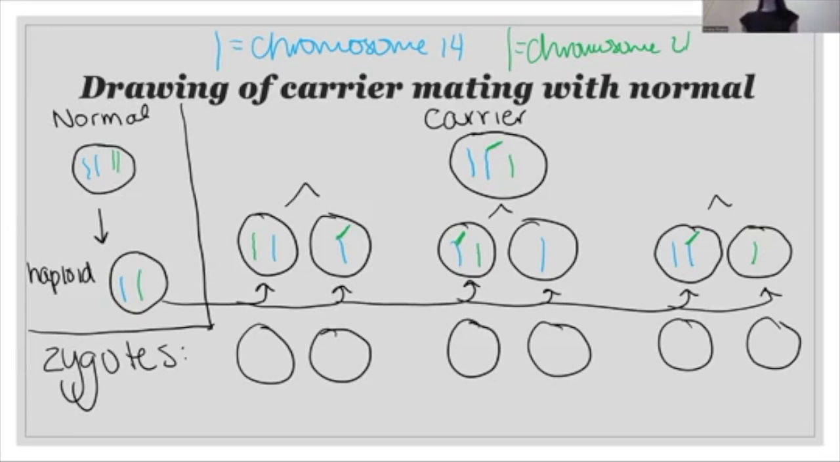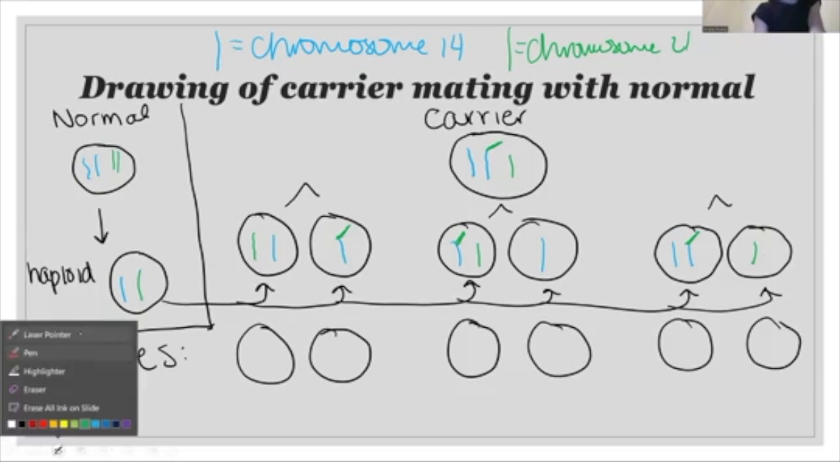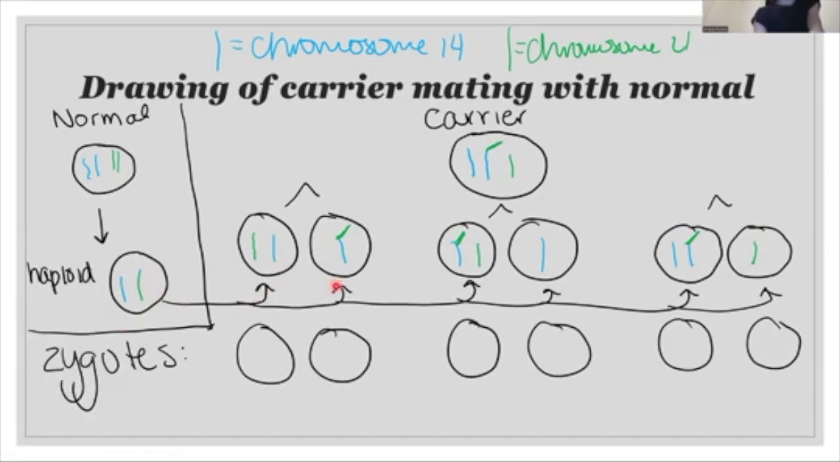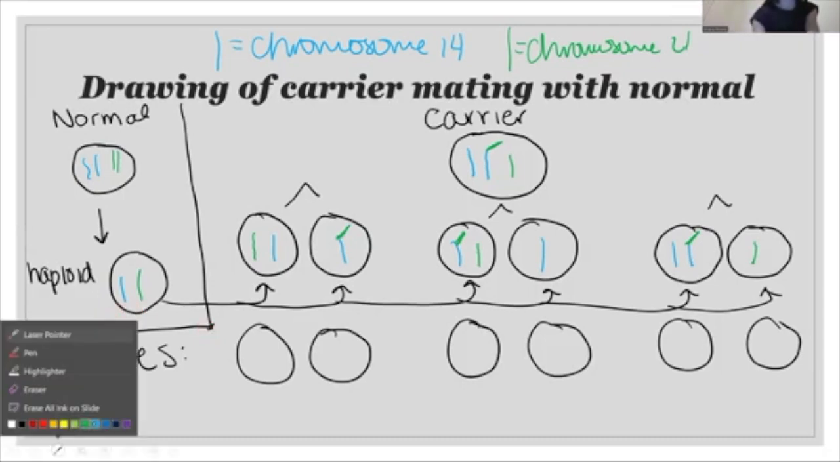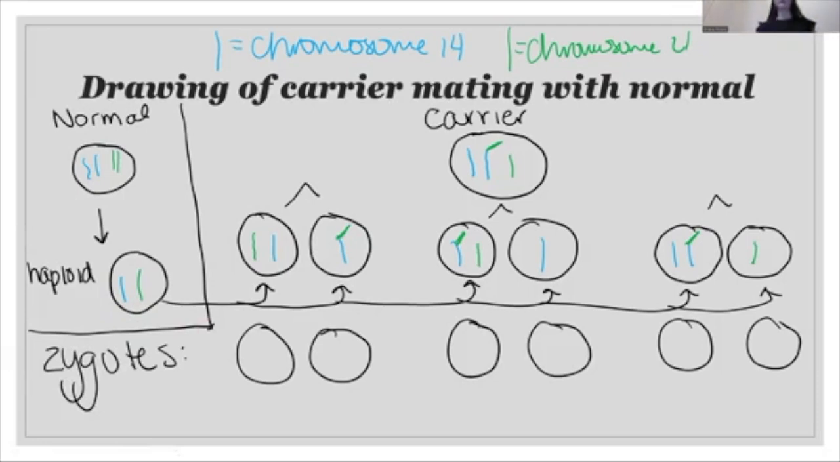So in order to form a child, we need the egg and the sperm to combine, 2 haploids to combine. So what I'm going to do is take this haploid, the normal haploid, and combine it with each of these options and draw the zygote right here. That would include combining that haploid cell from the normal parent with each of these carrier cells, or the cells that came from the carrier. So looking at this first one on the very left, I have blue-green combining with green-blue. So I would have 2 blues and 2 greens, aka 2 chromosome 14s and 2 chromosome 21s.